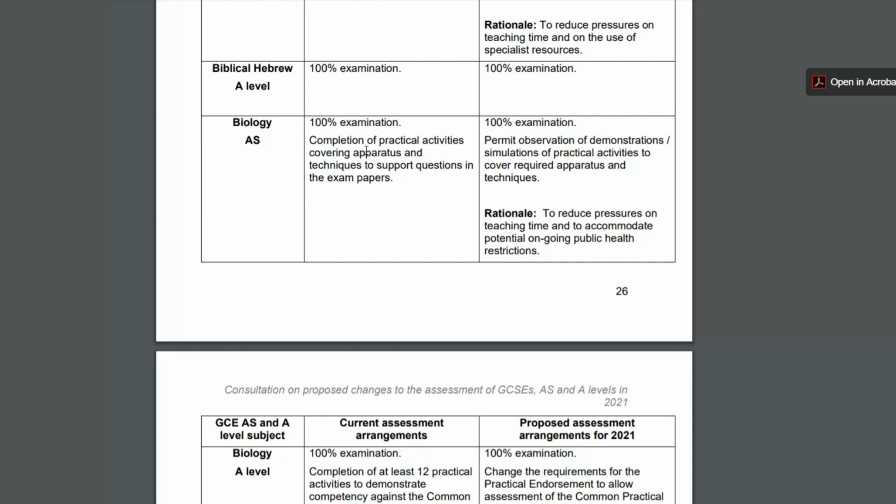Biology AS, 100% examination in the past with these practical activities which covered apparatus and techniques and all that sort of stuff, which was supposed to support your exam papers. That's going to be gone potentially. There's going to be permission given for schools and staff to do the experiments themselves and students just to watch, and this of course stops cross-contamination in terms of viruses and stuff like that we're going through at the moment, and it also allows time to be saved.